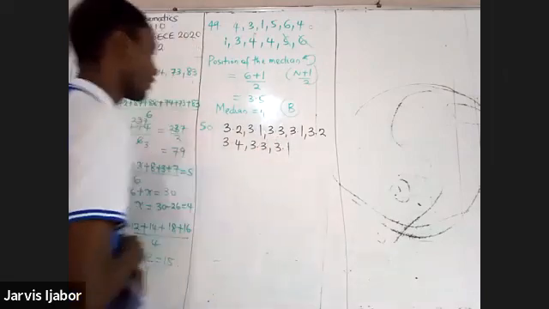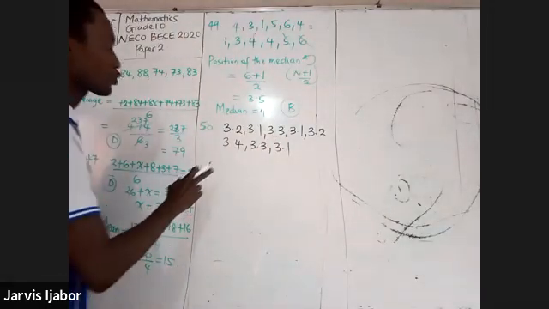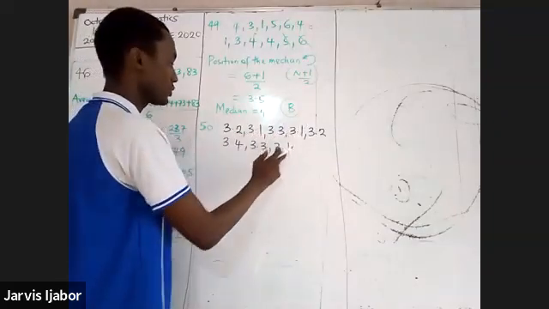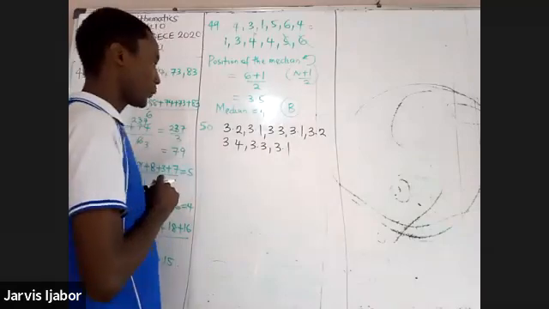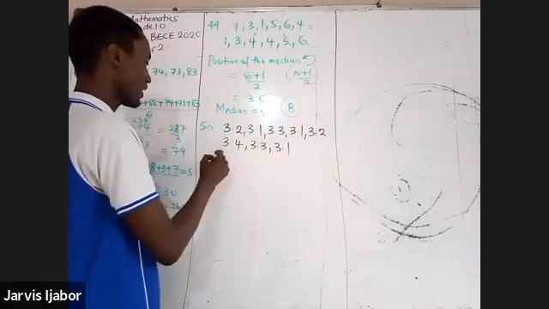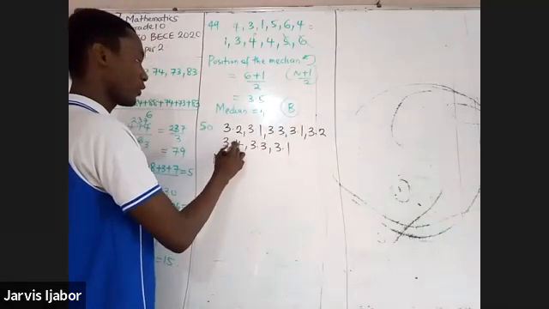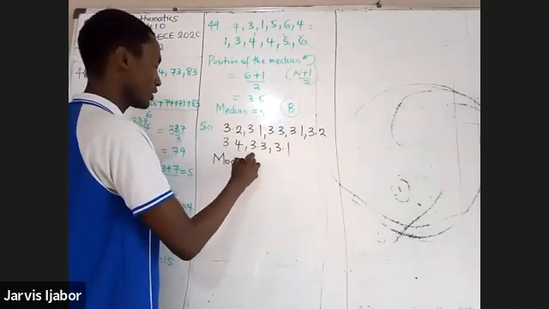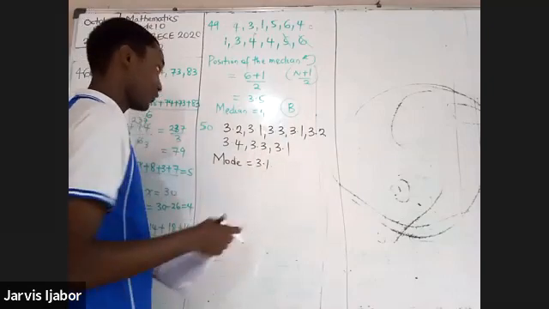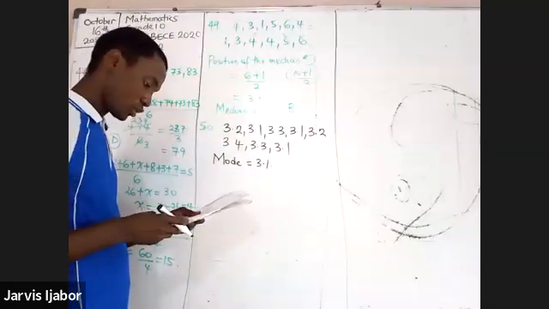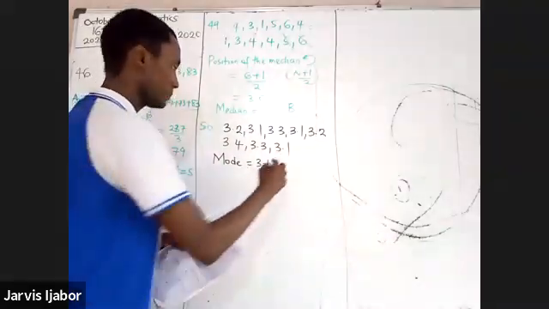Now if you check carefully, 3.1 has occurred 1, 2, 3 times. 3.2 has occurred 1, 2. 3.3 has occurred 1, 2. So we discovered that the mode obviously will be 3.1. And if you take that exam, that option would have been chosen.